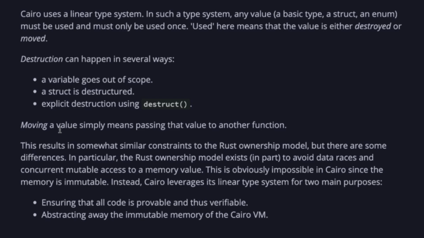And when we talk about destruction, we are usually talking about destruction in three senses. One is when a variable goes out of scope, the other is when a struct is destructured, and the third is when you explicitly specify the destruct trait, which also happens in the case of dictionaries.